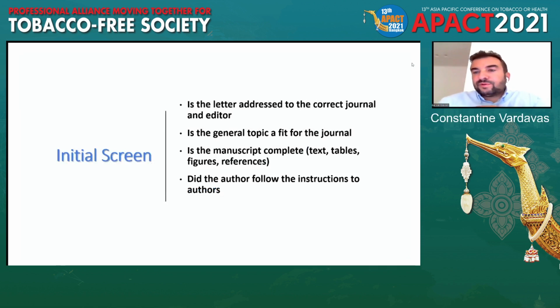First of all, a very common question pops up: okay, I have a manuscript, it's submitted to a journal. What happens there? What are the next steps? First of all, when a manuscript is received in a journal, an initial screening takes place.